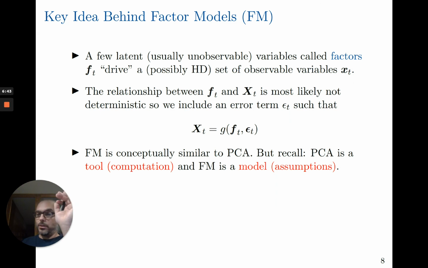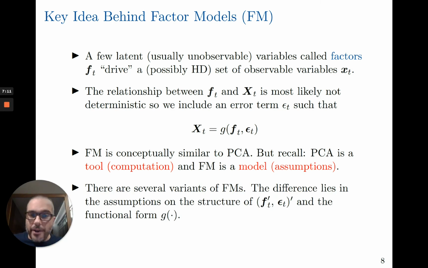PCA is a computational tool to reduce dimension, and factor models is a model, and it's based on assumptions on the data. So you saw that during the first block I made no assumptions whatsoever. Okay? To justify factor models, we have to start making assumptions because it's a model, it's not a tool. Okay?